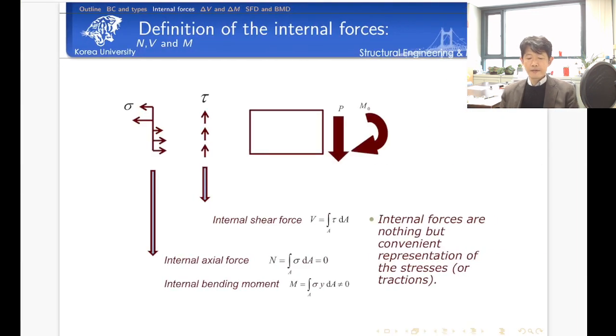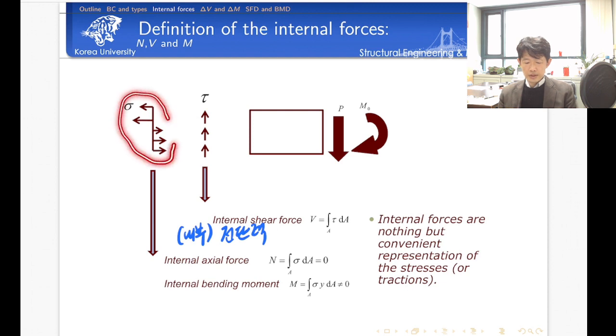Okay, so now let's define the internal forces of the beam problem. As I told you, there must exist shear stress on this cross section. If you integrate the shear stress over the cross section, then we are going to call that the resultant internal shear force. Okay, internal shear force. In 우리말 it is called 전단력. Some people say 내부 전단력.